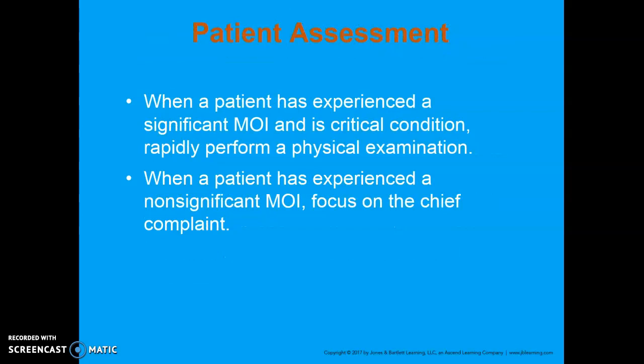For your patient assessment, we're going to consist of all of the different categories, just like anything else. So scene size-up, primary, history taking, secondary assessment, and reassessment. When you have a patient that has had a serious MOI and the patient's considered to be in serious or critical condition, the physical exam should be pretty quick. That head-to-toe should take 90 seconds or less. But you want to make sure that you go through and that you don't miss anything. When the patient has experienced a non-significant MOI, you can focus on that chief complaint itself.